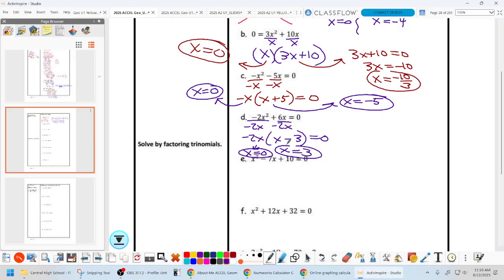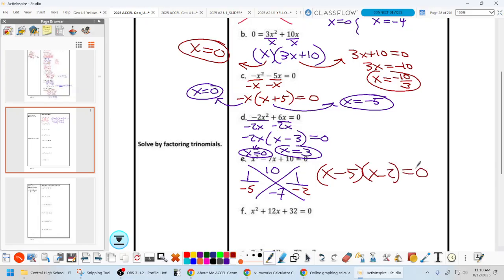Okay, now we have 3 terms. We do have a C term, so we should do the star at this point. And we're going to get A times C is 10, B is negative 7, A is 1. What factors of 10 add up to negative 7? Negative 5 and negative 2. So these become x minus 5 times x minus 2. And then has anybody noticed that there's a sign switch because you're moving it to the other side, right? So what do these become? X equals 5 and x equals 2.